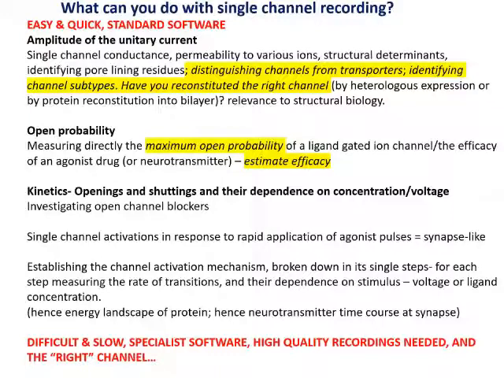In this slide, I have listed a range of questions that you can address with single channel recording. Now, these go from the easy and quick questions that you can address with pretty standard software, and those are generally based on the amplitude and the general look of the single channel openings. I have highlighted here the examples that I will be stopping on and expanding on later on. So we go into something a little bit more difficult, measuring directly the maximum open probability, for instance, of a ligand-gated ion channel, which is quite useful to pharmacologists to estimate efficacy.